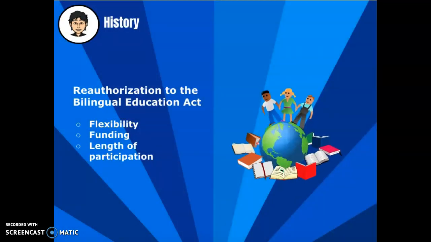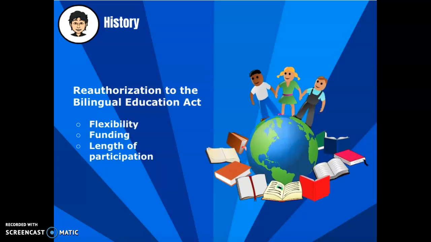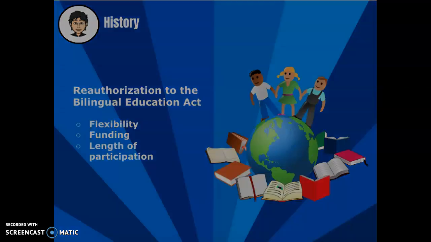Later on, multiple reauthorizations or changes of the Bilingual Education Act were placed, which added flexibility in implementation, included provisions for funding, and specifically mentions the length of student participation in any bilingual program. Even though most of the events tried to create a just and equal society for emergent bilingual learners, the inability to better interpret bilingual education correctly created common misconceptions that exist today.